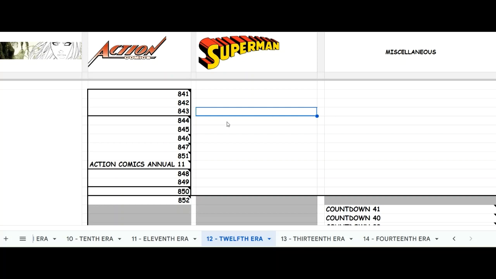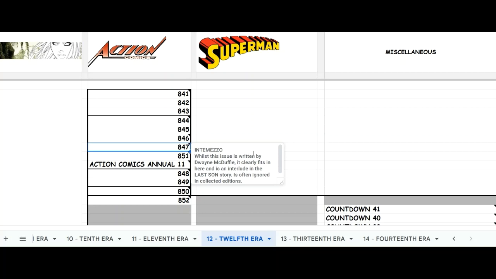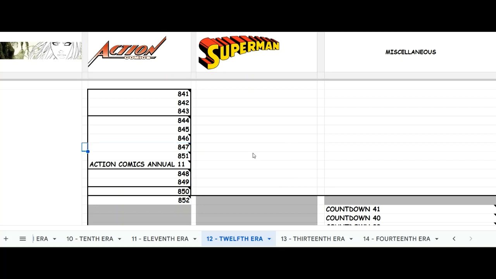Now, the sequence to read this in is issue 844, 845, and then 846. 846, if you read it as a single issue, will end saying to be continued in Annual 10. Do not worry about that. Ignore that. It has got some linked stories, but we're going to come back to Annual 10 later. After 846, there's actually an issue, it is 847, but it's called Intermezzo. Now, Intermezzo is actually written by Dwayne McDuffie, but clearly fits in here and is an interlude in the Last Son storyline. It's often ignored in collected editions, but I would recommend checking it out.